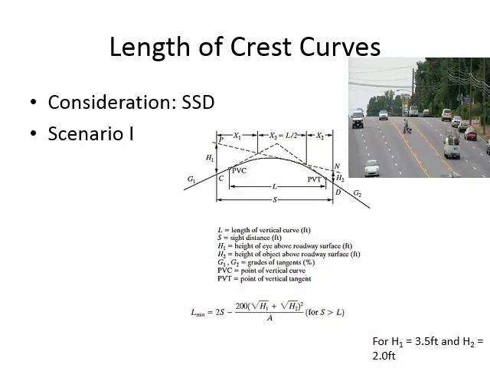Then to find out the length of the curve, we have different criteria. Let us talk about the criteria for finding out the length of a crest curve. The criteria is based upon stopping sight distance. Stopping sight distance is mandatory. It should be kept at all locations of the highway, including the curves as well. So we have to maintain a sufficient stopping sight distance for drivers on a crest curve as well.